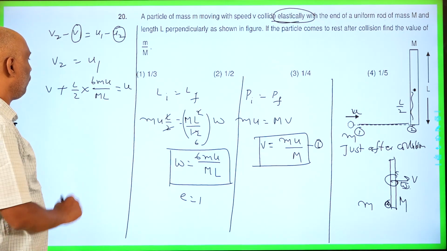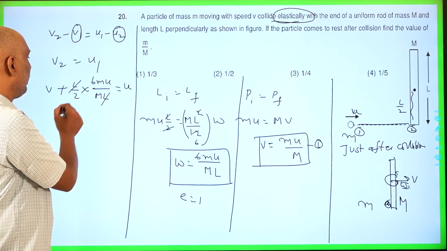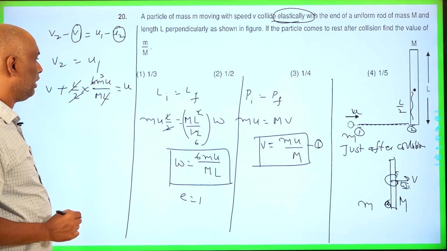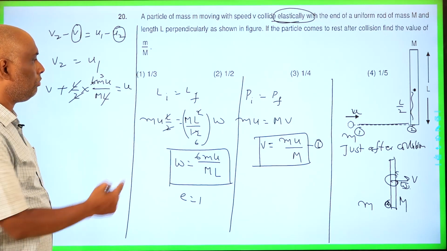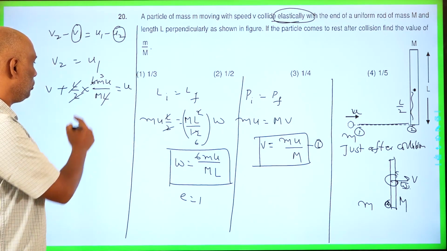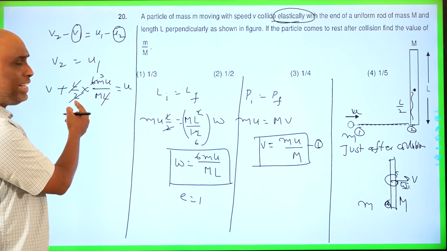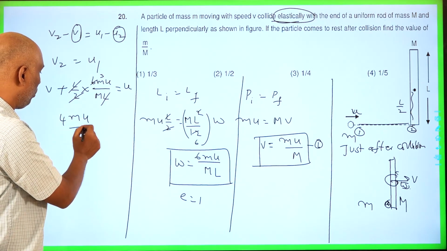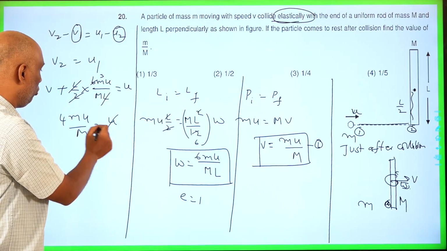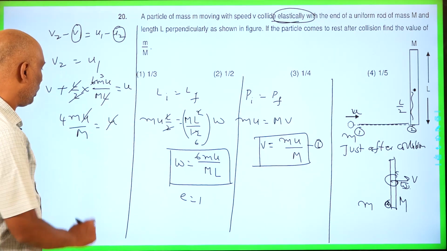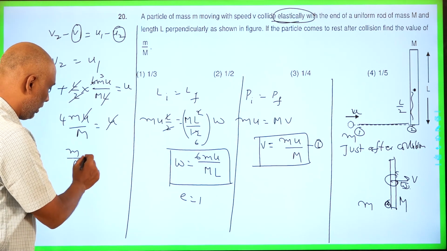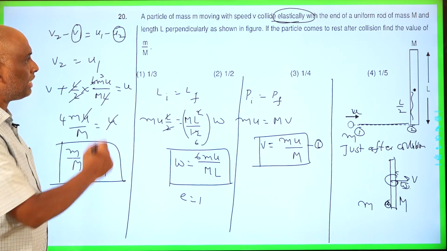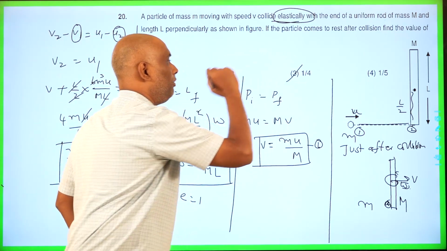Now from this equation, L and L will get cancelled, this will give 3 times. We can also substitute the value of V, V is equal to mu divided by capital M. So if I substitute here, we get mu by capital M plus 3 mu divided by capital M, which becomes 4 mu divided by capital M is equal to u. U and u will get cancelled. According to the question, they are asking what is small m divided by capital M. This should become equal to 1 divided by 4. So they are asking the ratio, and it is 1 divided by 4.